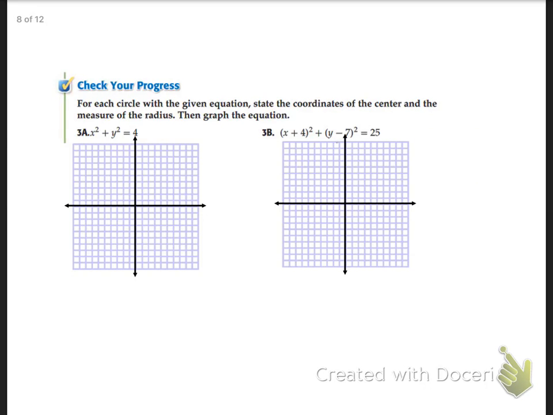Okay, so what's in there that doesn't change it? A 0, 0. We square root our radius to pull them out, so we get 2. So I start at the origin and I go out 2 in every direction.